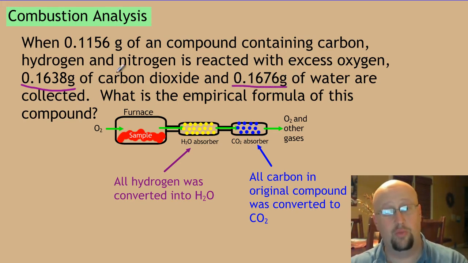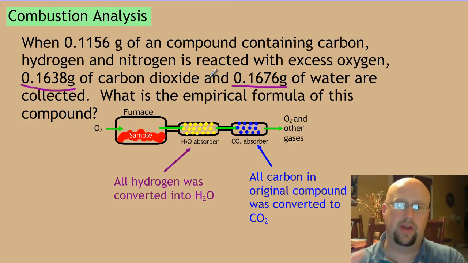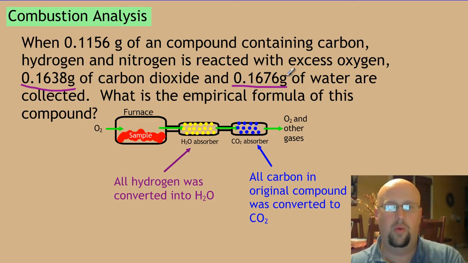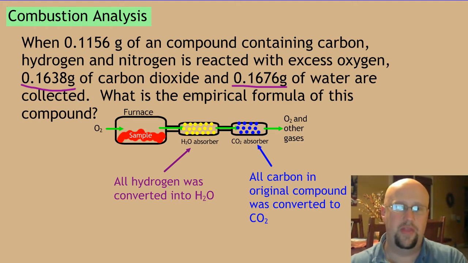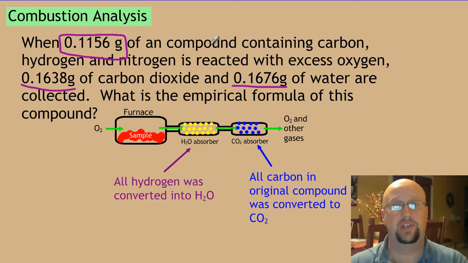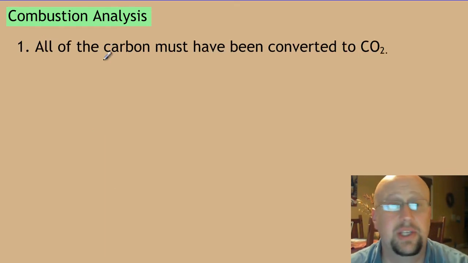Now, obviously, there's more than just carbon and hydrogen in those two things. There's oxygen in both of them. And so what we have to do is try to figure out what part of this is carbon, what part is hydrogen, and then what parts of the original compound they add up to, so that we can figure out the percentages, and then we can do the empirical molecular formula the same way we did. All right, so let's dive into this.